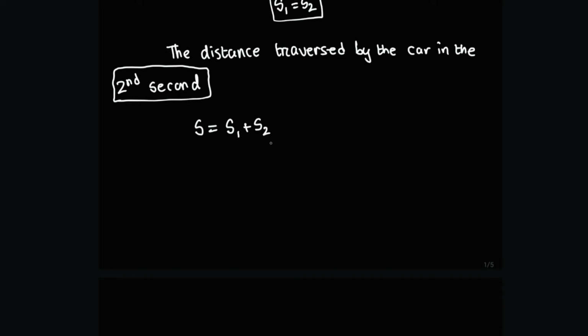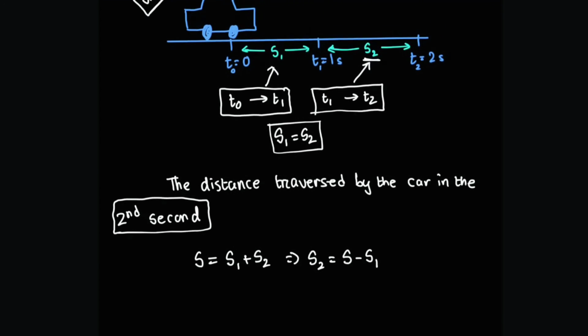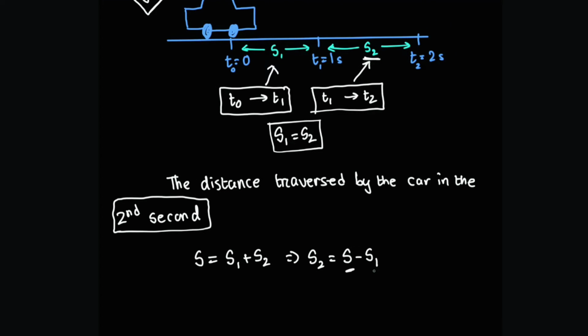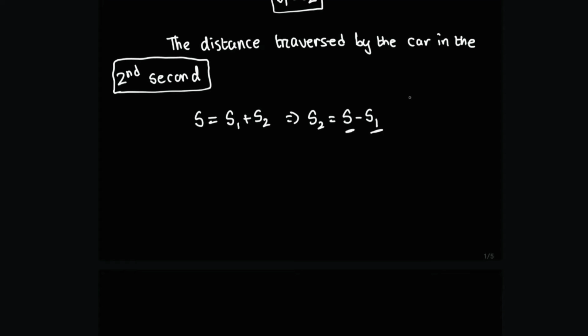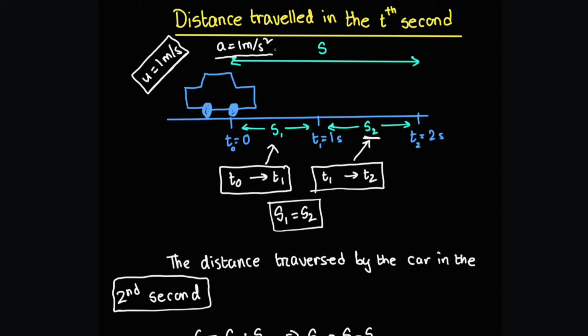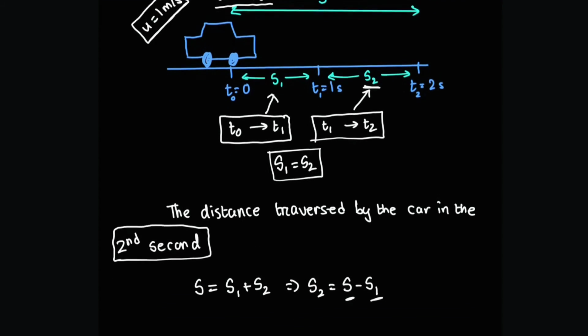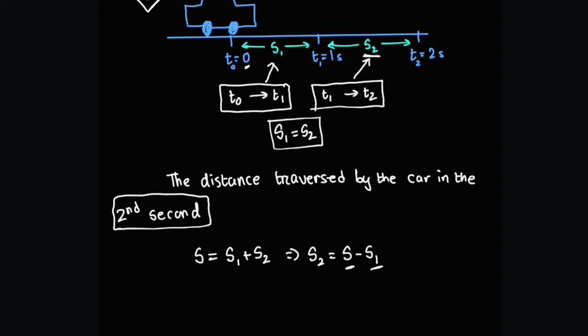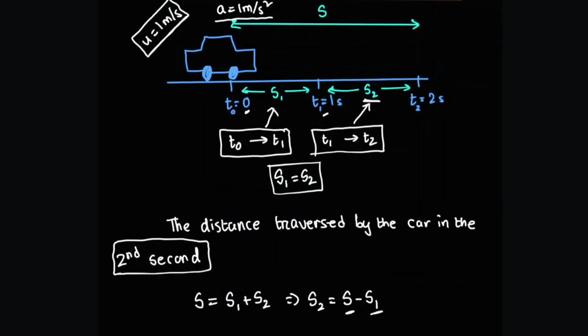Now, we are here to calculate s2. Just doing some simple algebra, we can say that s2 is equal to s minus s1. We have all the variables in calculating s as well as s1, since we know in this case the acceleration of the car, which is uniform, is 1 meters per second squared. We know the value of t0 and t1 if necessary, and we also have the initial velocity of the car, which is 1 meters per second.